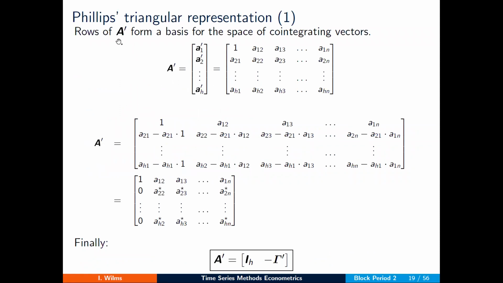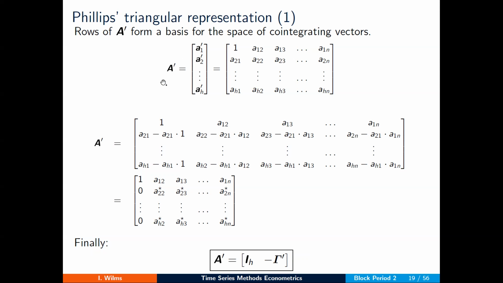Recall that the rows of A prime contain the co-integrating vectors. Now, these co-integrating vectors are not unique, but they do form a basis for the co-integration space. To make this a bit more concrete, as an analogy, think of the two-dimensional space, where the unit vectors (1, 0) and (0, 1) form a basis for the entire space, since you can express every point as a linear combination of these basis vectors. But they are, of course, not unique. Also, the vectors (2, 0) and (0, 2), for instance, span the entire space.